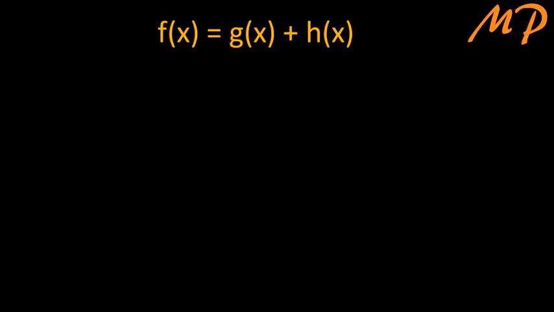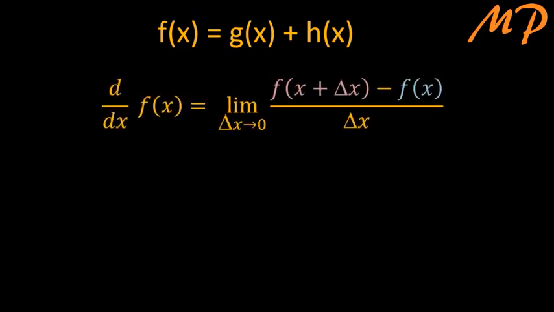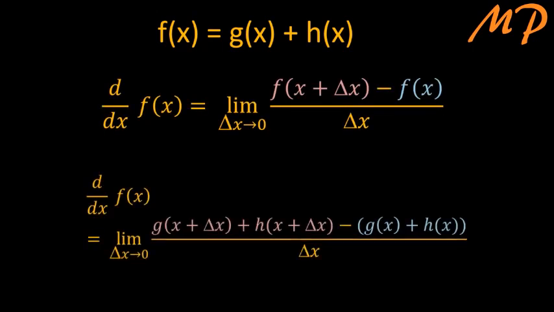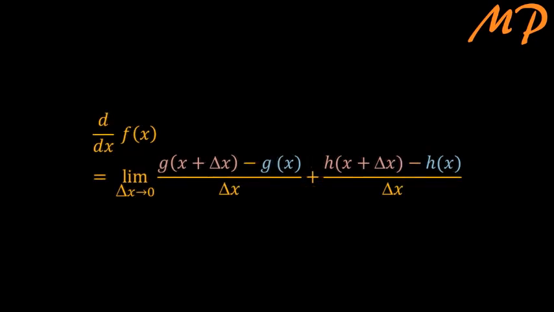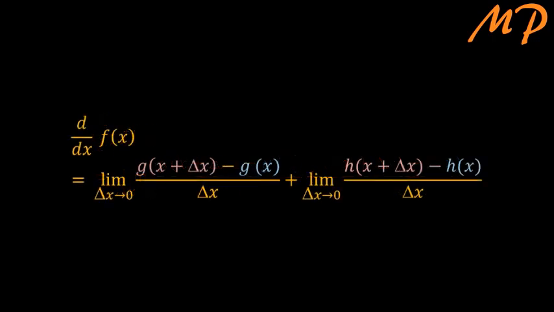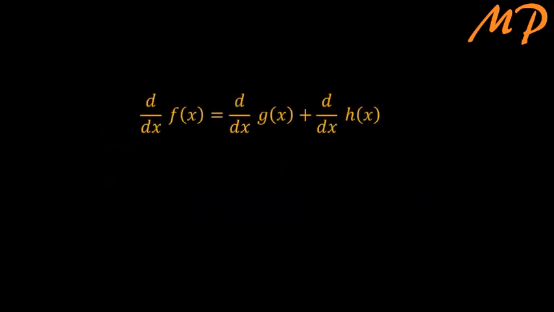Suppose there is a function of x which is the sum of two different functions. We already know what the equation for the derivative of f of x is. If we put g of x and h of x into the equation we get this. Now let's put the like functions together. After we have done that, we can now split both of them, so we get this. We also know that since delta x in both fractions is approaching 0, we can write this equation like this. Now we have proven that the derivative of f of x is equal to the derivative of g of x plus the derivative of h of x.